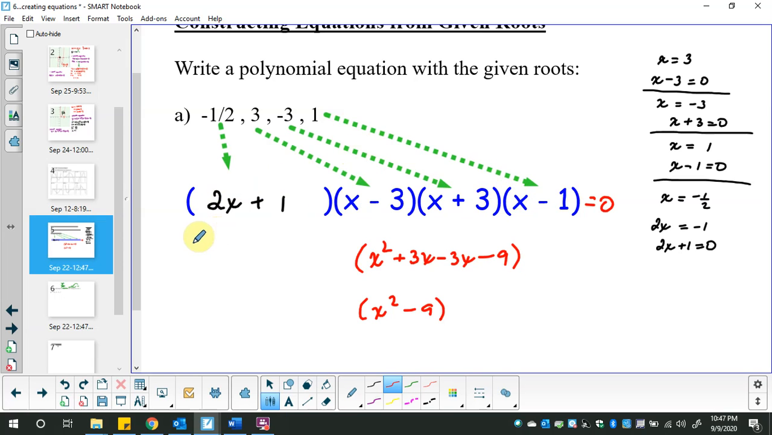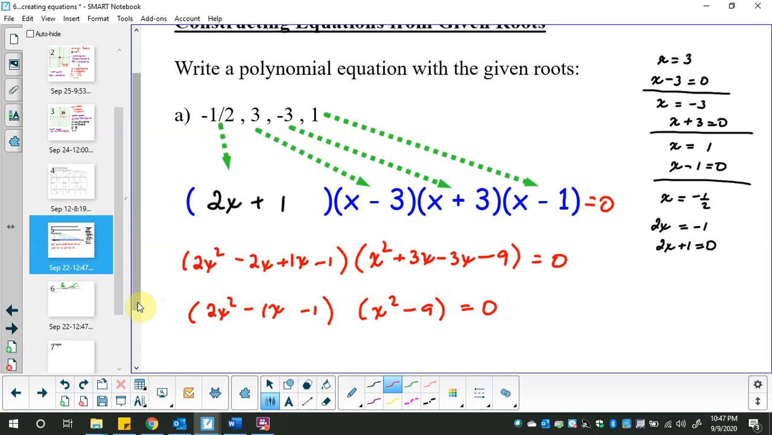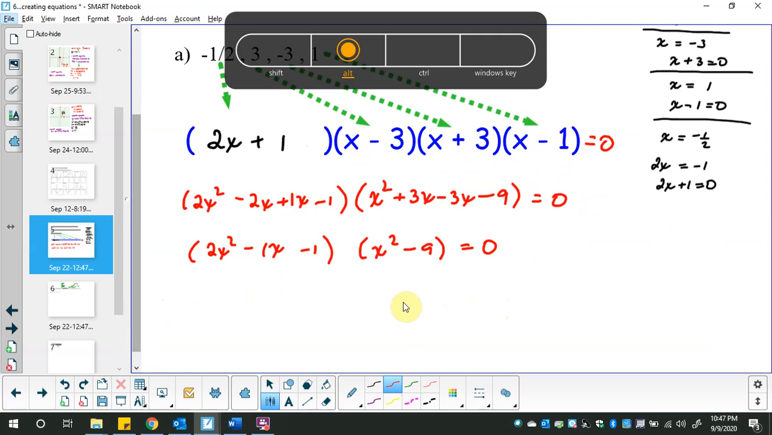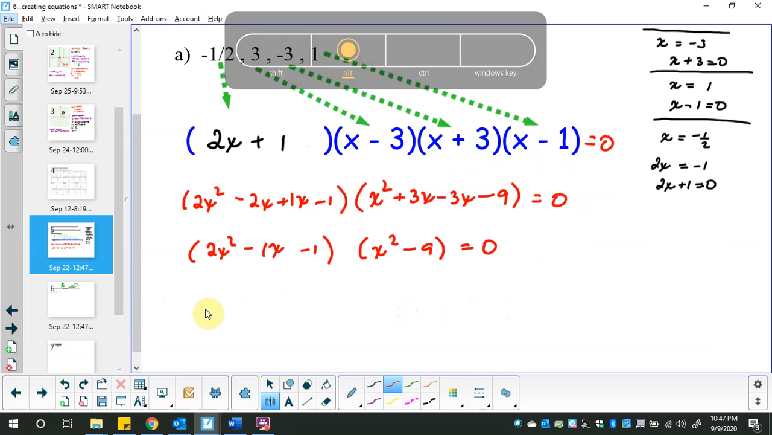So 2x times x, 2x squared, 2x times negative 1, 1 times x, 1 times negative 1, still equals 0. And then I'm going to collect like terms here. Don't know why I put that 1 in for the 1x, but I did. And then I can continue to FOIL. Oops, don't know what I did there.